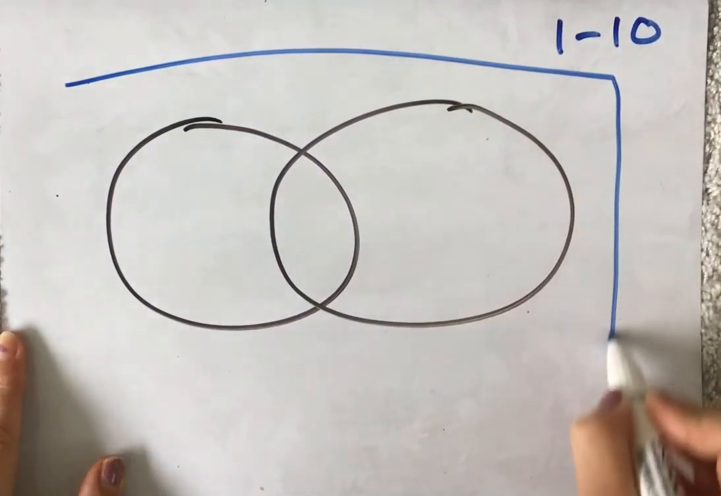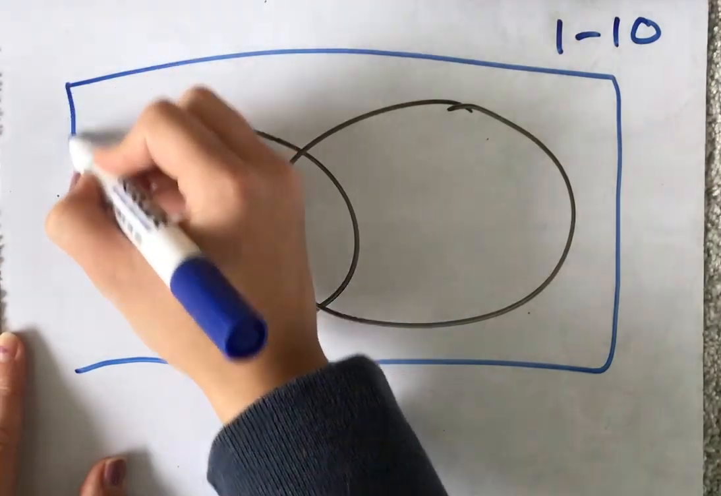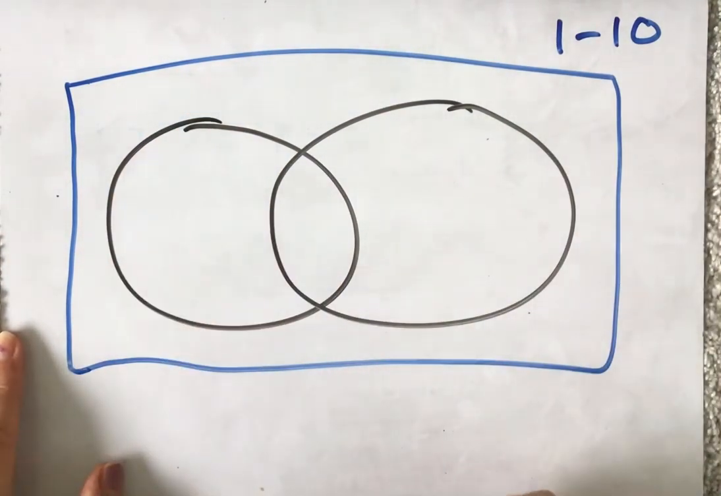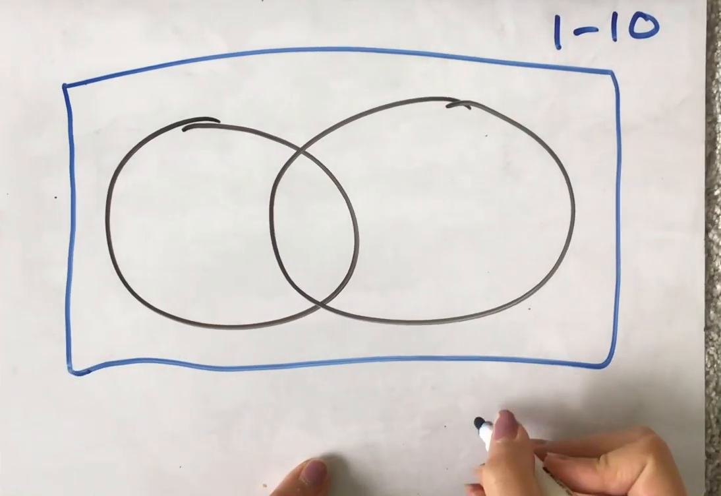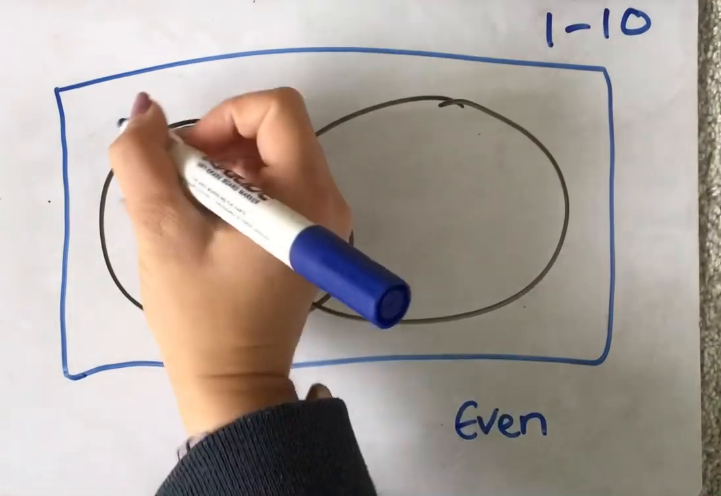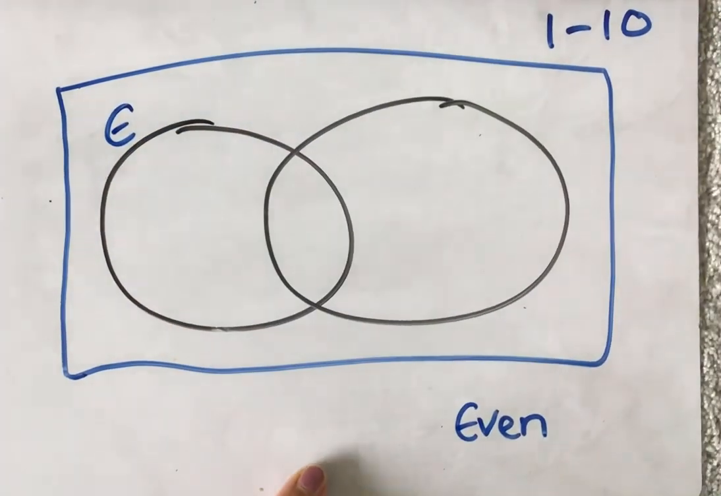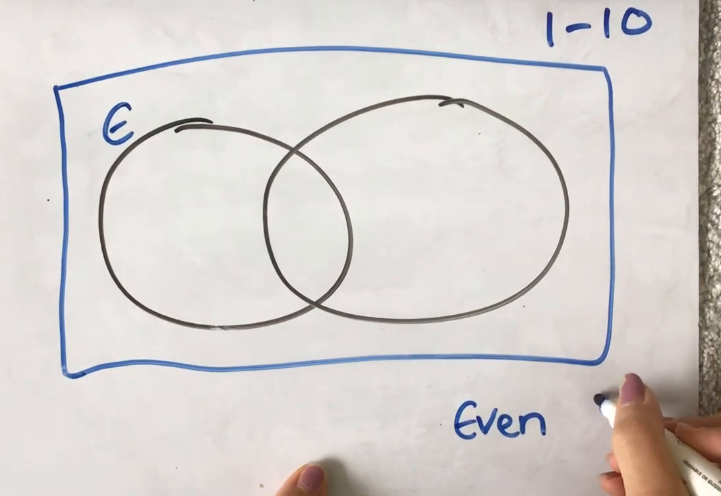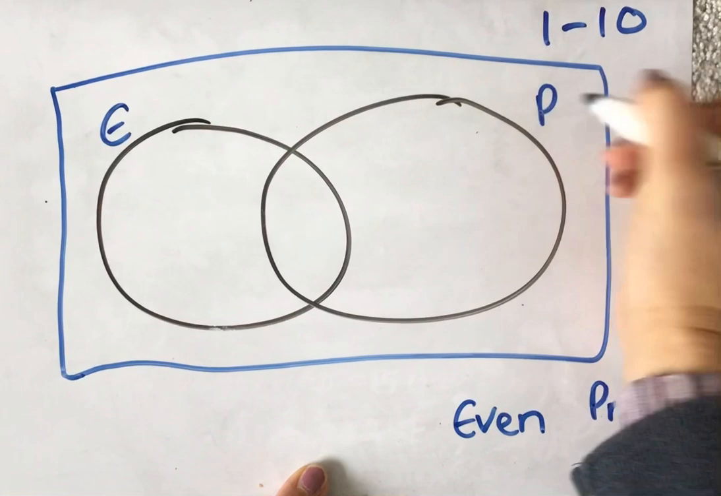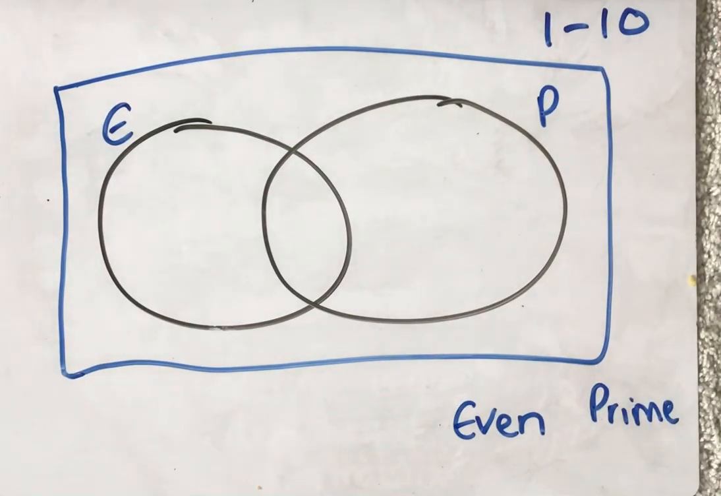I'm going to draw a box around it as well, because I want everything to remain inside it. I'm going to have even, so this is going to be E for my even numbers. And then I'm going to have prime on the other side. So I'm going from the numbers 1 to 10 and I'm putting them wherever they need to go.